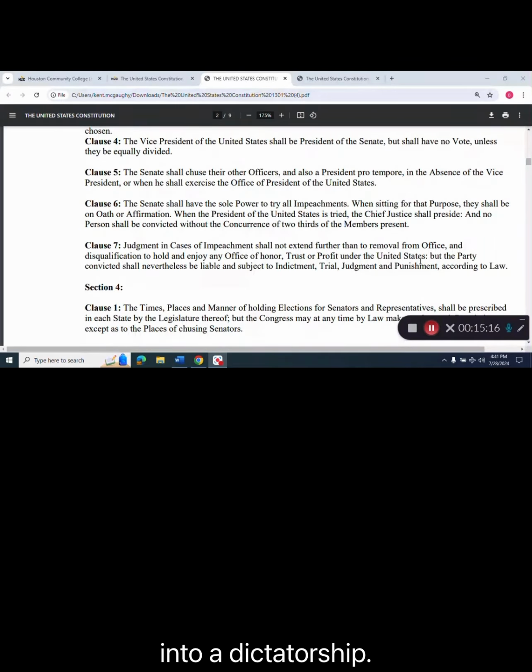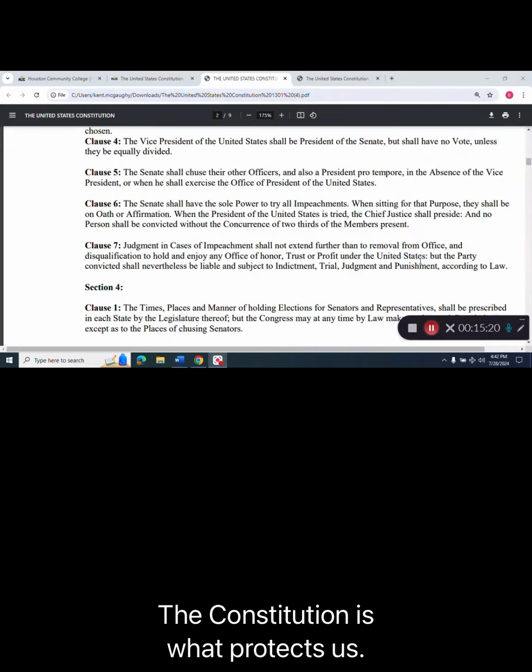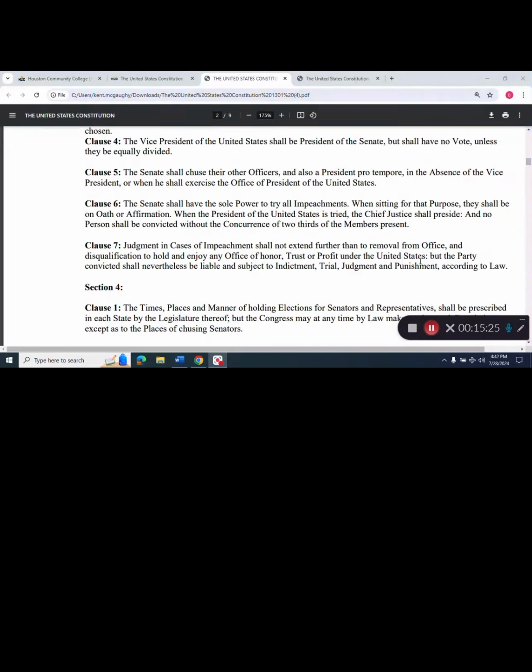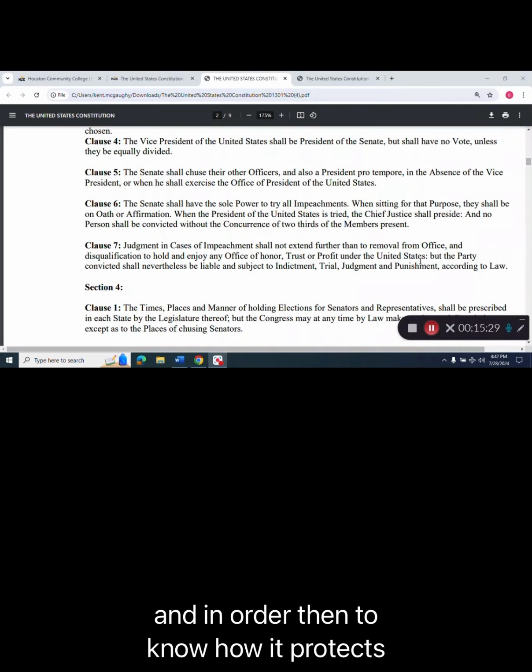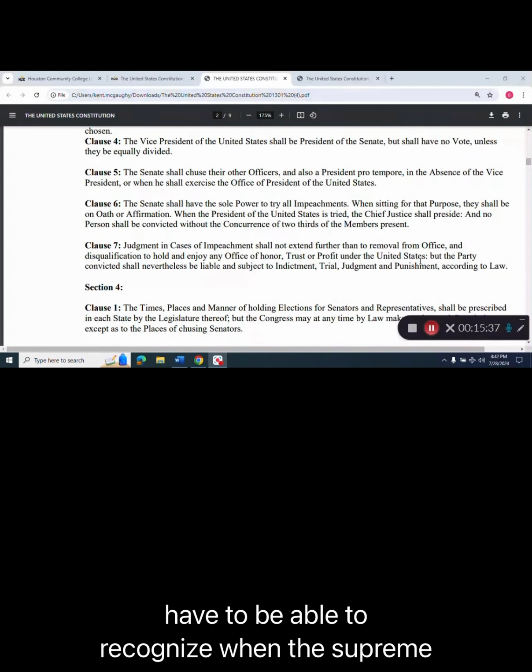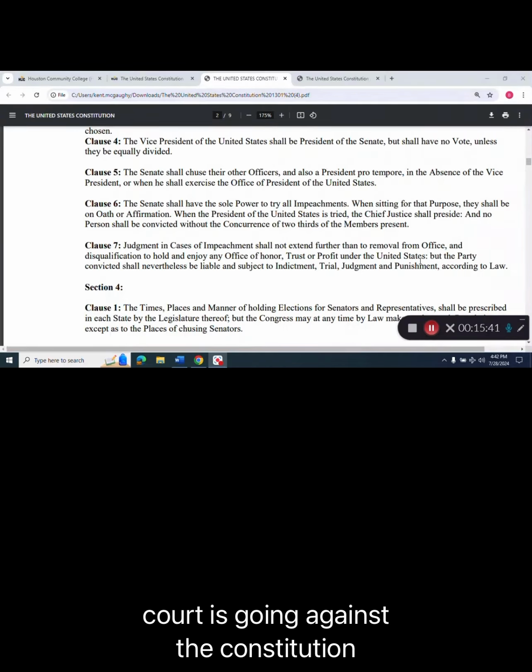And this is how we turn into a dictatorship. The Constitution is what protects us. Okay? And in order then to know how it protects us, we have to know what it says. And we have to be able to recognize when the Supreme Court is going against the Constitution.